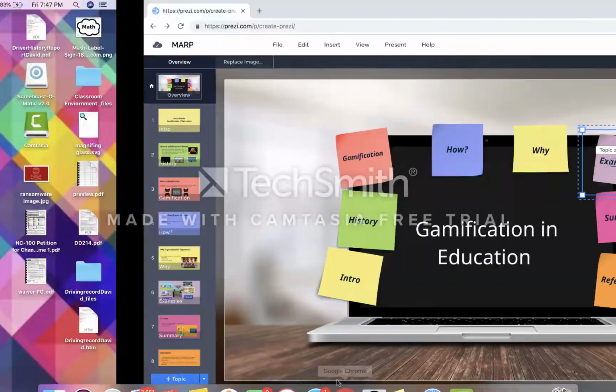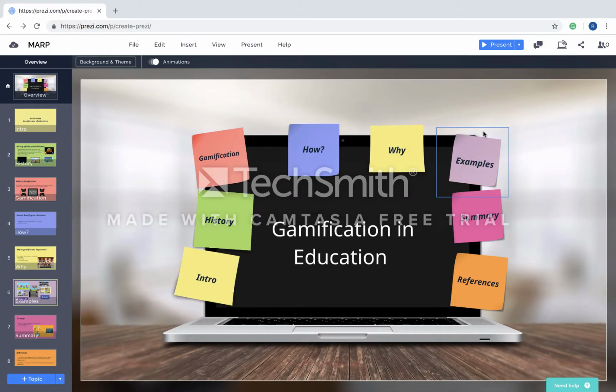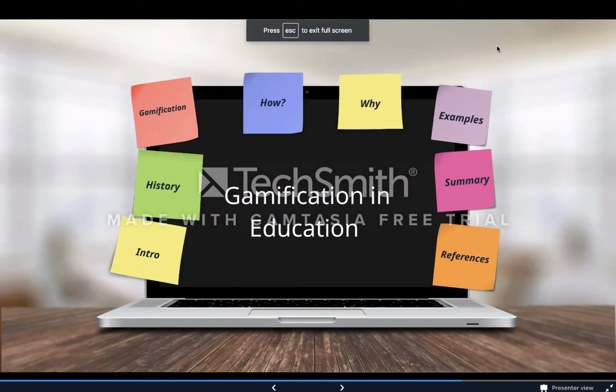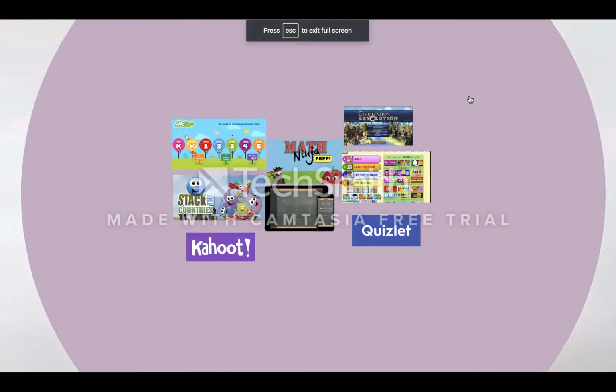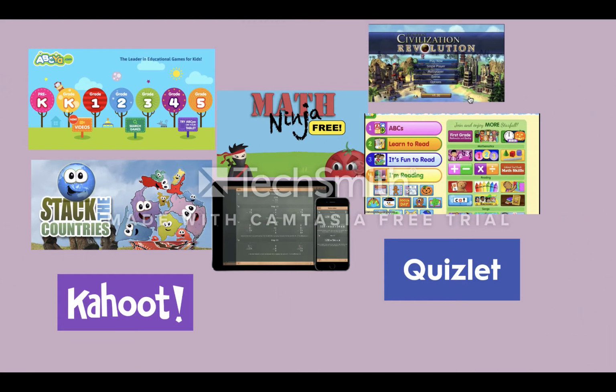Here are a few examples of the games that I personally like to use. I do teach kindergarten, so I use ABCya and Starfall often. We use it every day actually during center time. They get 7 minutes on the computer because we only have 6 Chromebooks, so that's all we have access to.